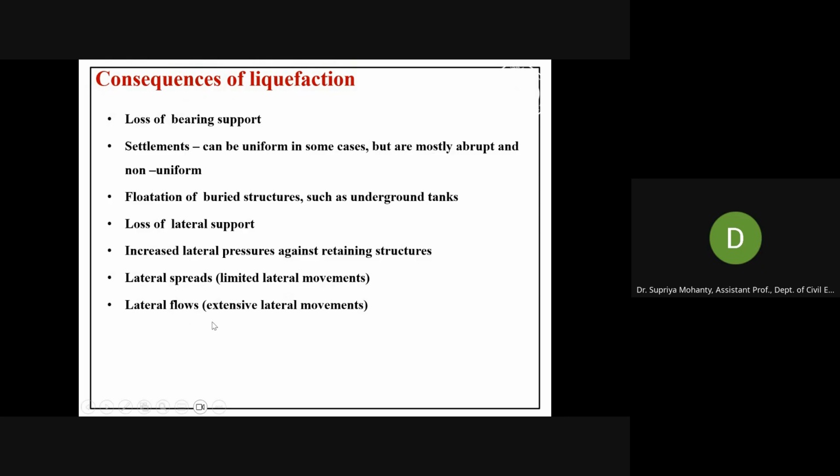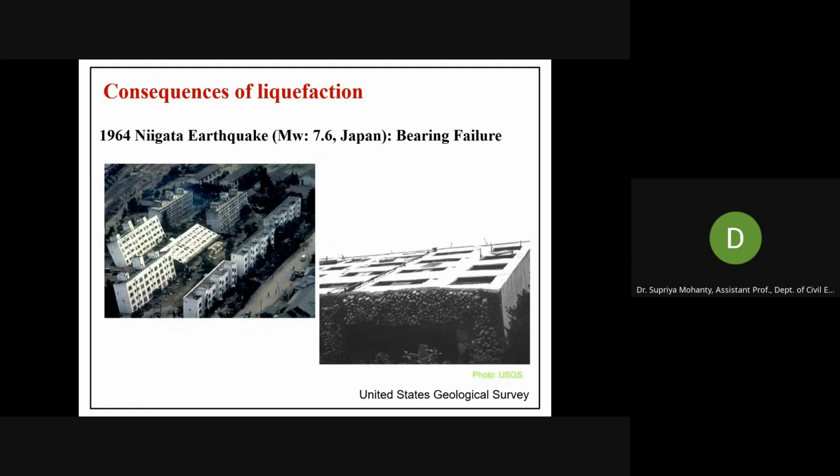I will show you a few images of this failure. This shows the image of a bearing failure, one of the consequences of soil liquefaction, in the 1964 Niigata earthquake. Here you can see there is complete loss of bearing support. The structure is perfectly fine, but the soil under it liquefied and behaved like fluid, so there was complete loss of bearing support. This is a typical example of bearing failure.